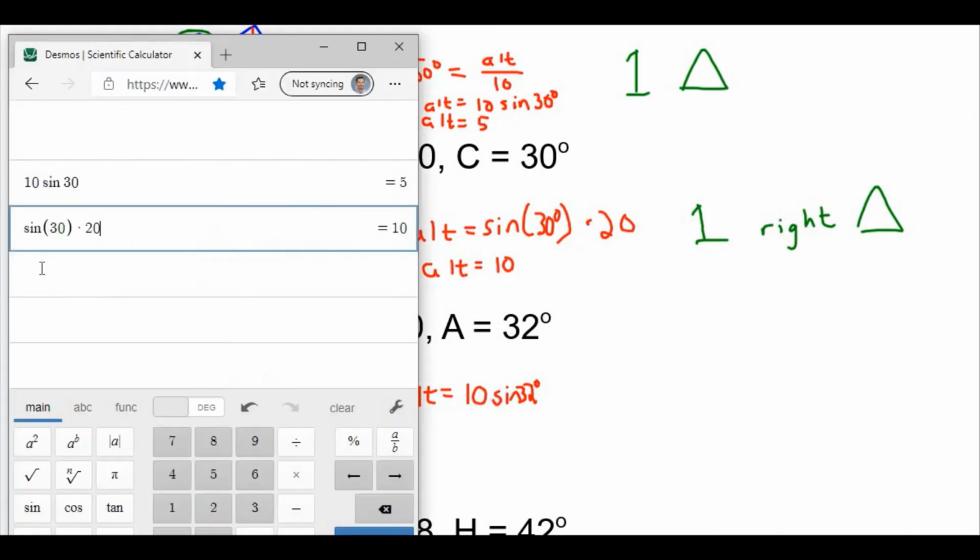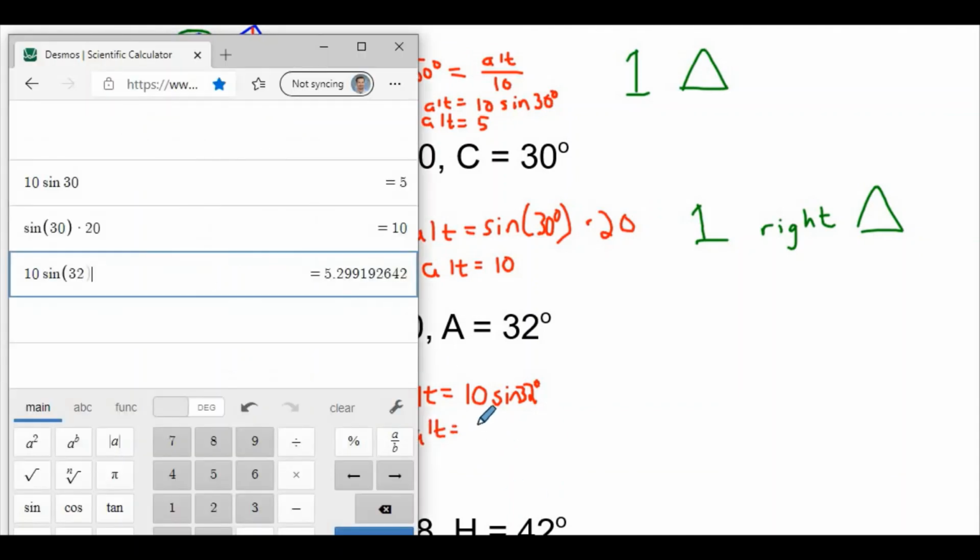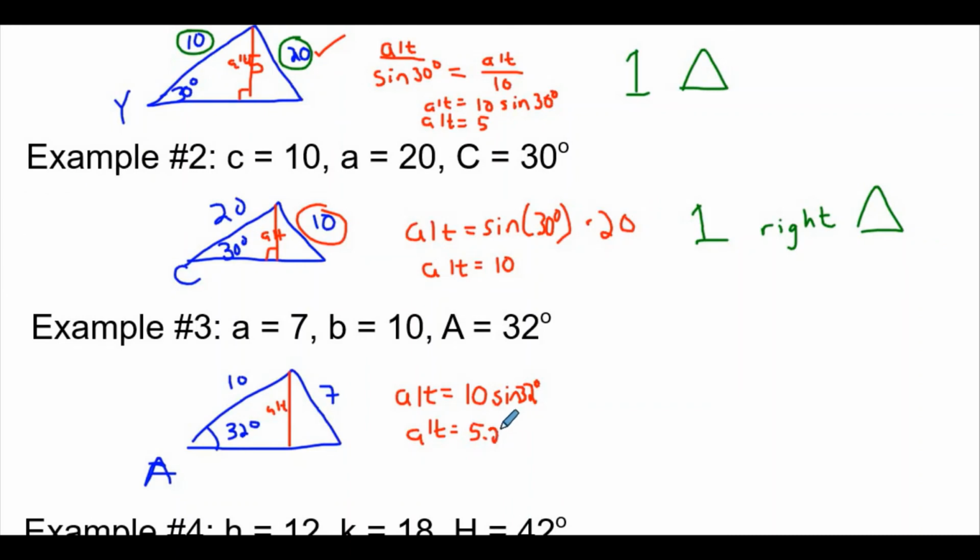Got to type that in the Desmos. So that would be 10 sine 32. Again, always make sure you're in degree mode. Horribly frustrated and trying to understand something complicated like this, and you have it in radian mode. Always make sure it says degree, calculator, or Desmos. So the altitude for this is equal to 5.299, and so that gives me a triangle because the altitude is smaller than this.